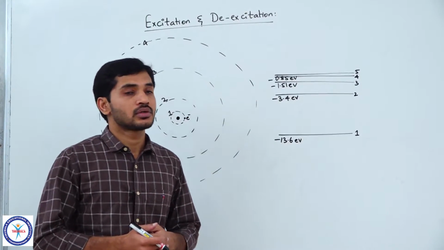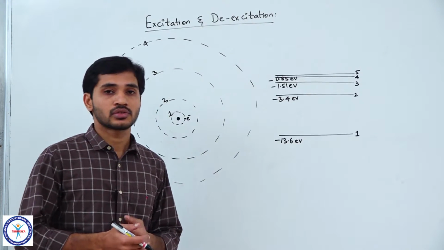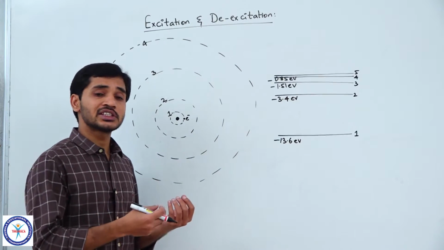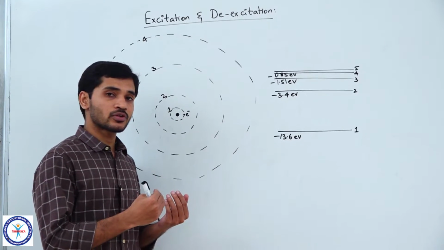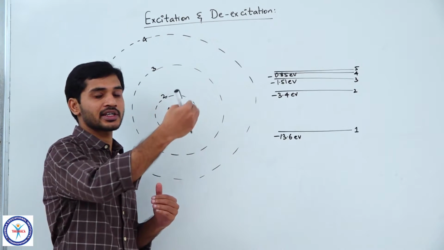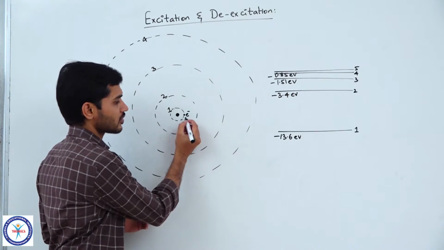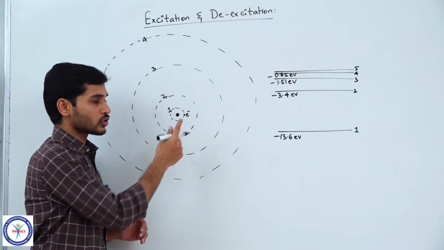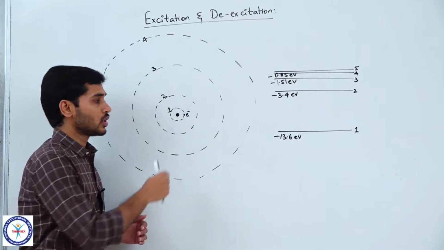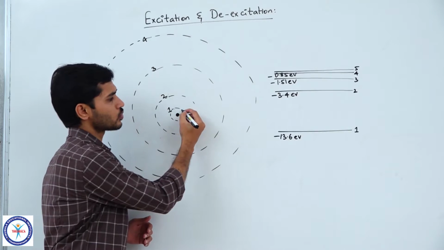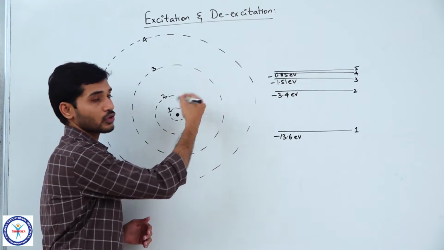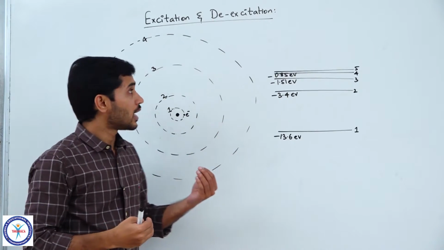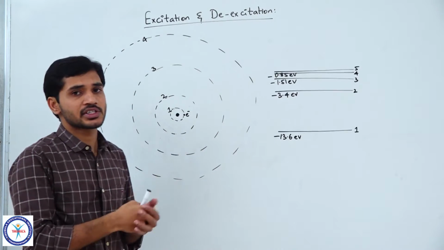Okay, students. So excitation and de-excitation. What it basically means is, excitation is a process where you are giving energy to the electron and taking that electron from a lower energy state to a higher energy state. For example, here you can see that this is the first orbit, the electron is in the first orbit. Now when you supply energy to that electron, the electron takes the energy and it might go to second orbit or to third orbit or to fourth orbit. So going to higher orbits is what we call excitation.